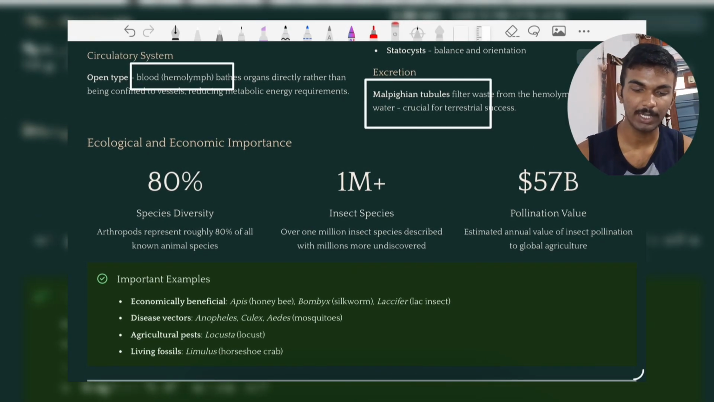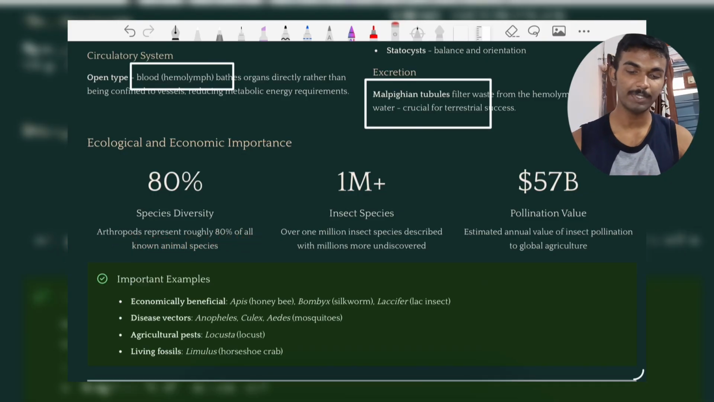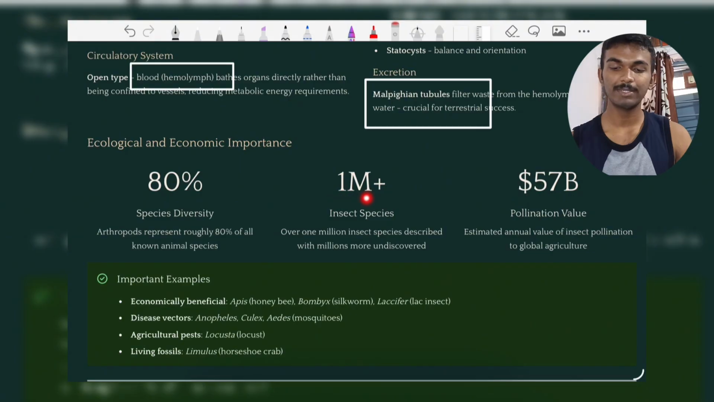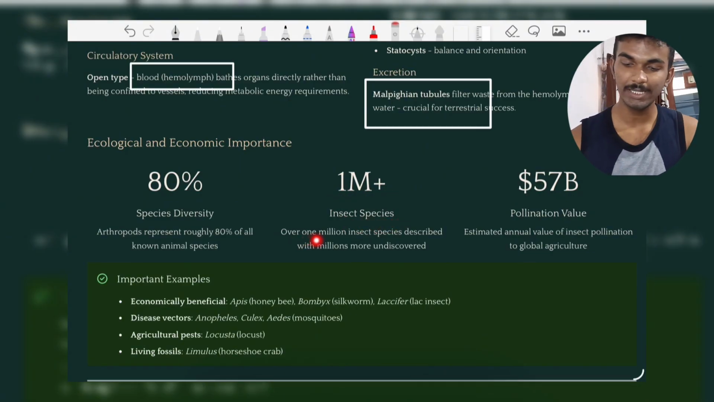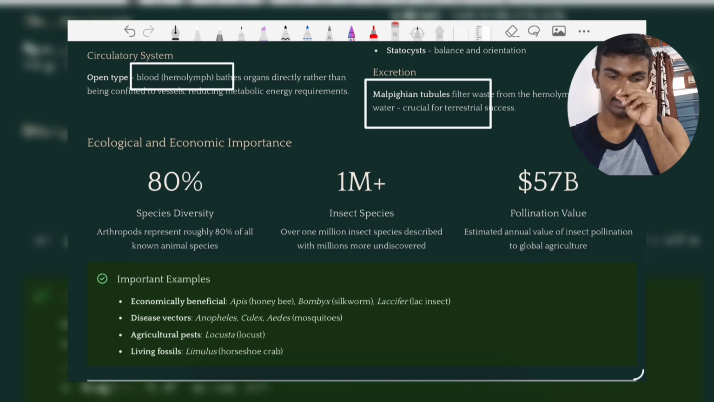80% species diversity. Arthropods represent roughly 80% of all known animal species. 1 million plus insect species. Over 1 million insect species have been described, with millions more undiscovered. $57 billion pollination value, the estimated annual value of insect pollination to global agriculture.